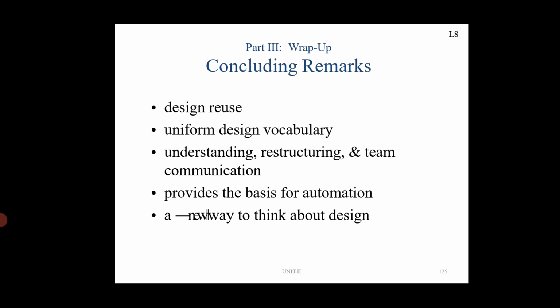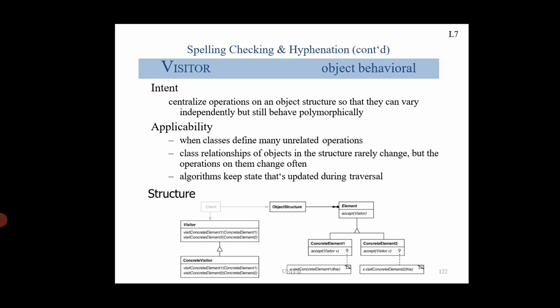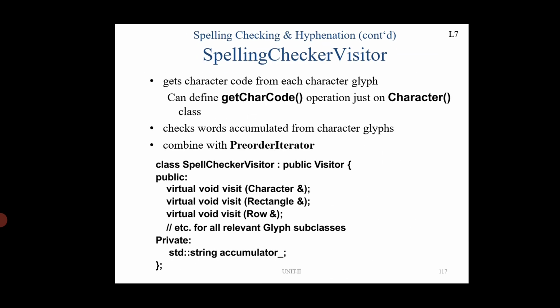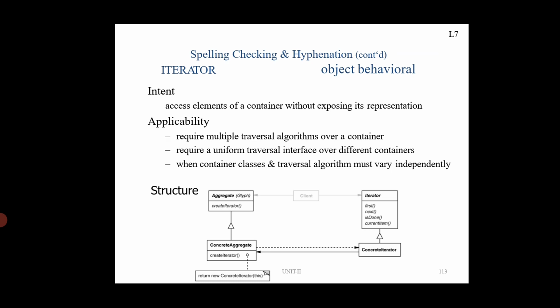This is the concept of spelling checking and hyphenation. We are using two patterns here, the iterator pattern and the visitor pattern. Looking at the main intent of visitor, we need to support Lexi by providing centralized operations on an object structure so that they can vary independently, but still behave polymorphically. Coming to the iterator intent, without exposing its representation, we access elements over a container.